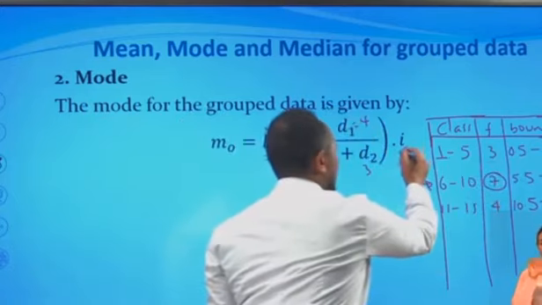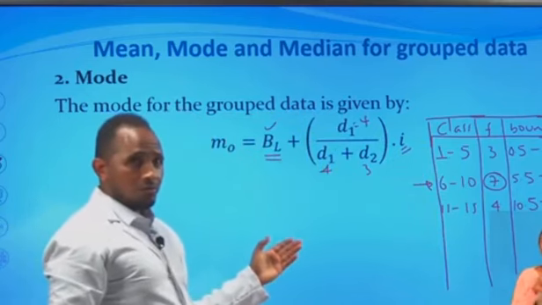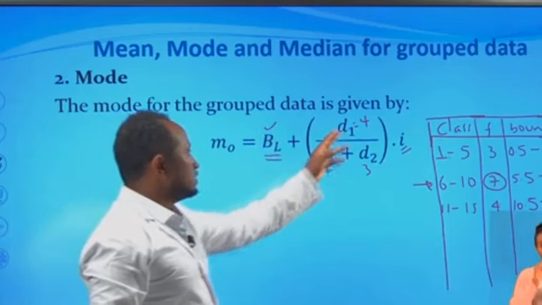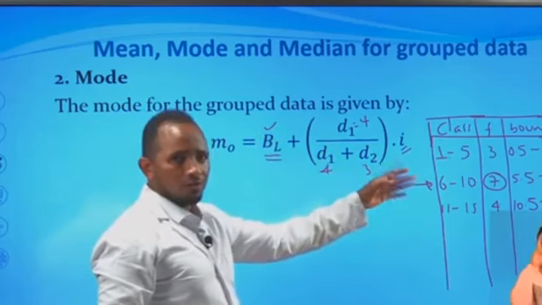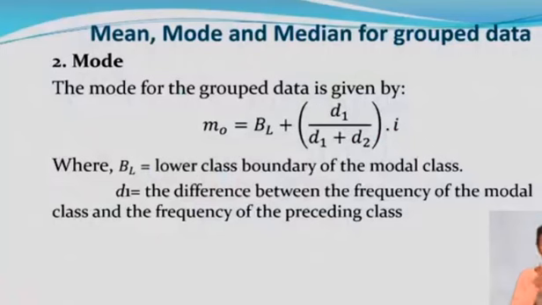So we have found these. To calculate the mode for group data, we need to find the lower class boundary, D1, D2, and I. After that you can substitute here and evaluate the mode. Therefore, here BL is the lower class boundary of the modal class.